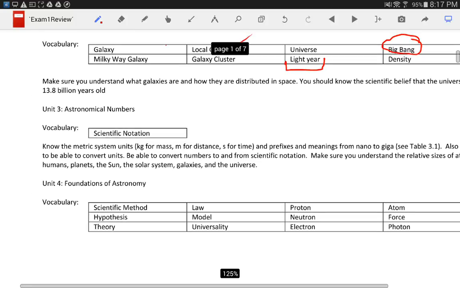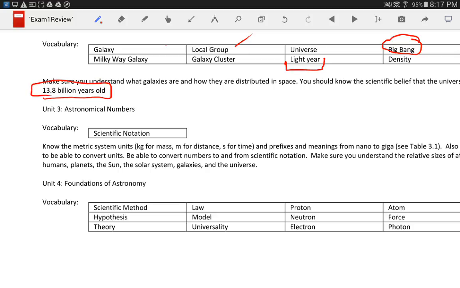Okay. The age of the universe, according to science, is 13.8 billion years old. Now, I told you right at the outset that you don't have to believe the answers of science. I'm not trying to indoctrinate you into a scientific worldview, but what I am trying to do is make sure that you understand what scientists believe and why they believe it.